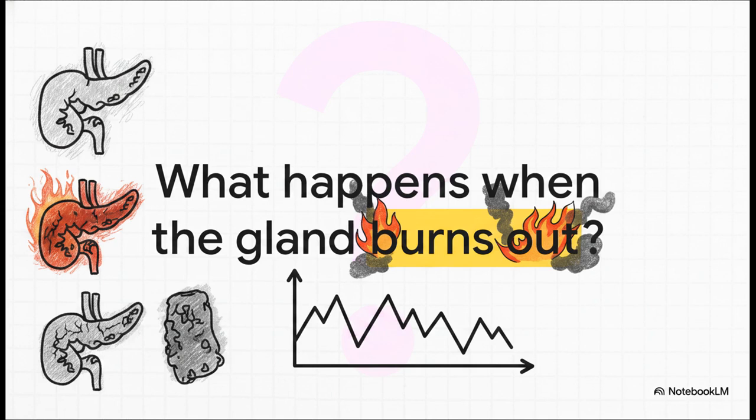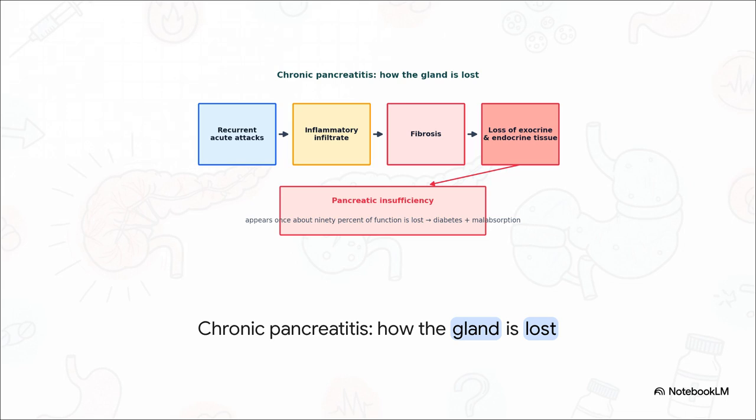But let me put my attending hat firmly back on for a second and ask you, what happens to the patients who aren't so lucky? What happens when a patient suffers from recurrent acute attacks or maybe chronic toxic injury, and that reversible inflammation we talked about becomes permanent? And that brings us to chronic pancreatitis. Over time, those recurrent acute attacks or persistent insults lead to a heavy inflammatory infiltrate that eventually just lays down dense fibrosis. The healthy, functioning acinar and islet cells are permanently replaced by useless scar tissue. The exocrine and endocrine tissues are physically lost forever.